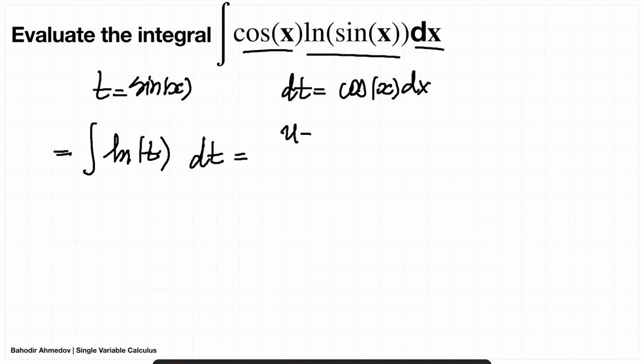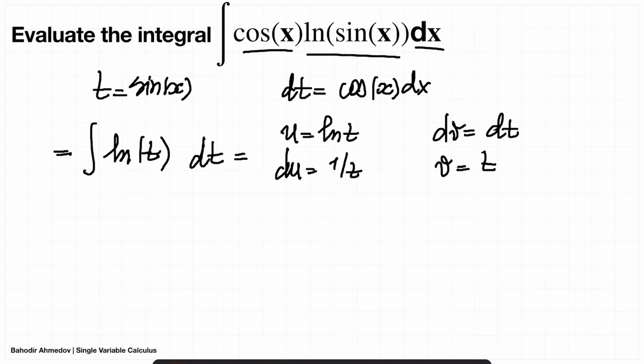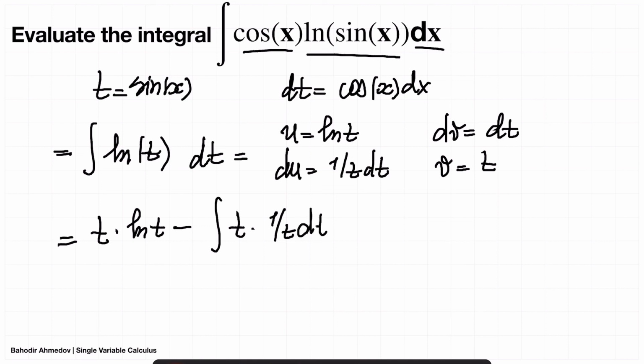So u is going to be equal to ln of t, dv is going to be equal to dt. Then du is going to be equal to 1 over t, and v is going to be equal to t. Then this integration is going to be uv, which is t times ln of t, minus the integration of t times 1 over t. I forgot about dt again. So dt, which is the integration of 1, which is simply t, right? So this t and t are going to be cancelled out. t times ln of t minus the integration of 1, which is simply t, plus the constant.